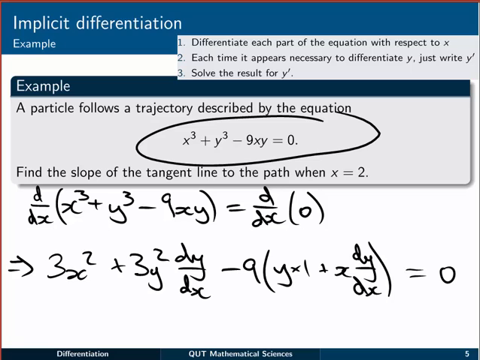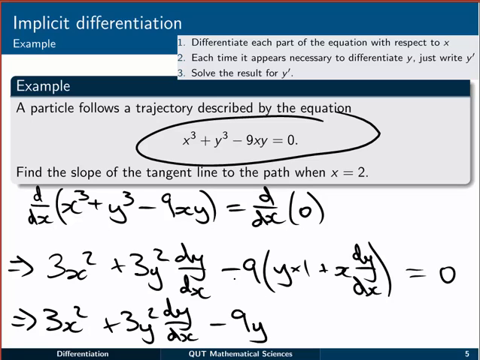So let's just clean that up a little bit. We're going to have 3x squared, leave that as it is, plus 3y squared dy dx. Busting these brackets open, we've got minus 9y and minus 9x dy dx is equal to 0. Now I'm just going to copy that and take it down to the next slide so that we can keep working on this, because we've got to rearrange now to solve for dy dx.